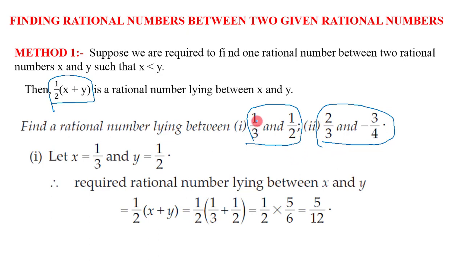Suppose the first number is x, that is x equals 1 by 3, and the second number is y, then y equals 1 by 2. Then a rational number which lies between x and y is half of x plus y, that is half of 1 by 3 plus 1 by 2. The sum of 1 by 3 and 1 by 2 is 5 by 6. Then half of 5 by 6 is 5 by 12. So 5 by 12 is a rational number which lies between 1 by 3 and 1 by 2. And for the second question, you can try for the answer.